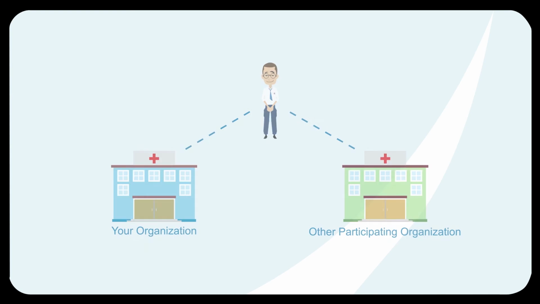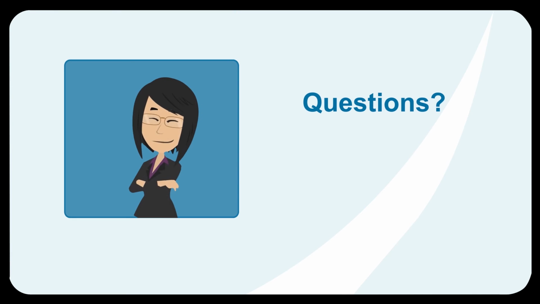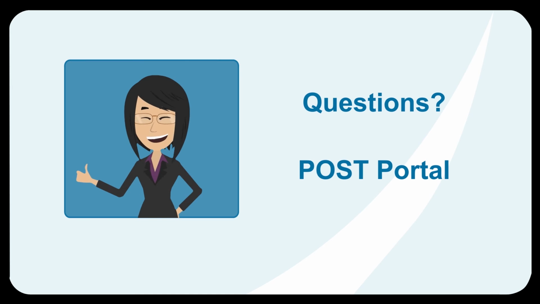Once your organization receives this list of beneficiaries, you will have 30 days to submit sufficient evidence to dispute any of the alignments made by CMS. If you have any questions concerning the alignment of a beneficiary, contact your MH Project Officer through the Post portal. Your MH Project Officer will be assigned to your organization prior to the beginning of the model. A beneficiary will remain aligned to the attributed practice until an MH Project Officer determines otherwise.